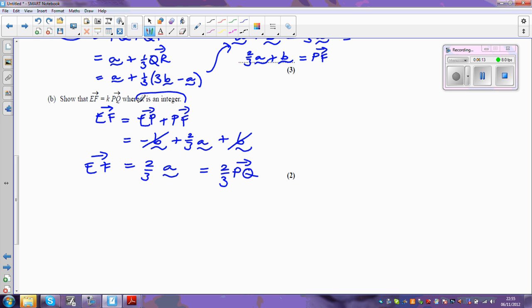This was actually a misprint. That is untrue because actually K is 2/3 and 2/3 isn't an integer. This is the only IGCSE paper I have ever seen where there was a mistake. Most people didn't even notice that bit. Okay, I've succeeded in writing EF as some number times PQ, so I've finished.